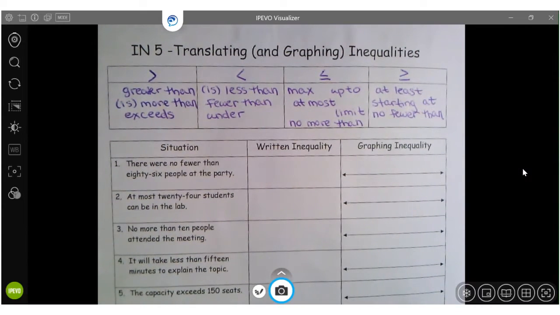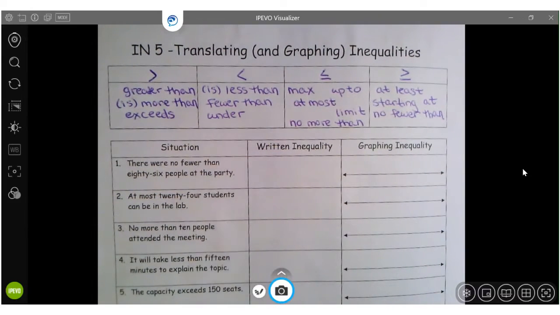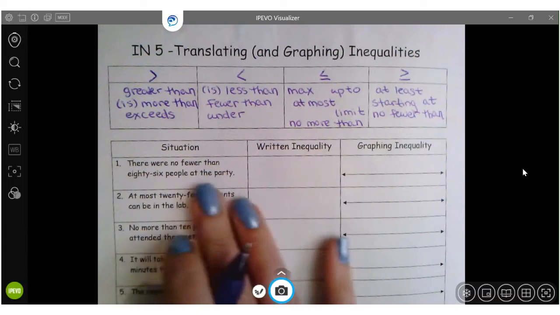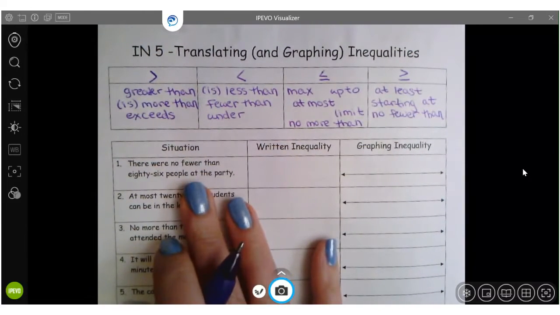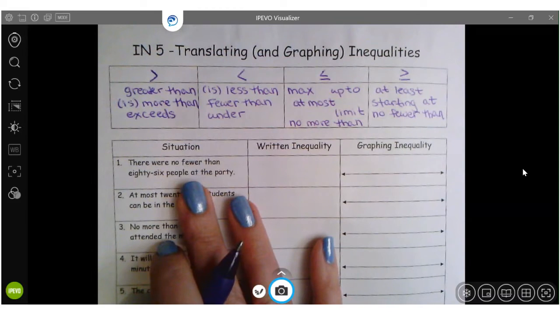So using those as kind of like a starting point, we're going to go through these 10 examples where we're going to translate. We're going to look and see, we're going to underline if we see any of those specific words that are listed above. We're going to come up with a variable to represent that situation. So you could use X every time, or sometimes students like to use a letter that starts with whatever you're representing. So for number 1, there were no fewer than 86 people at the party.